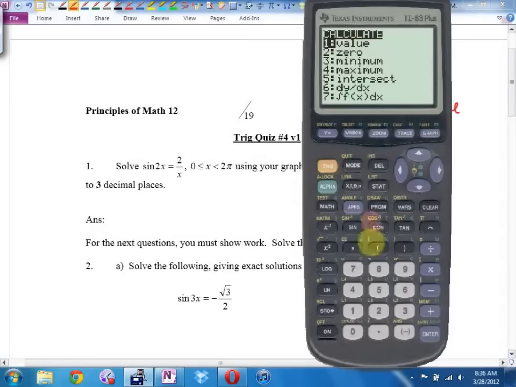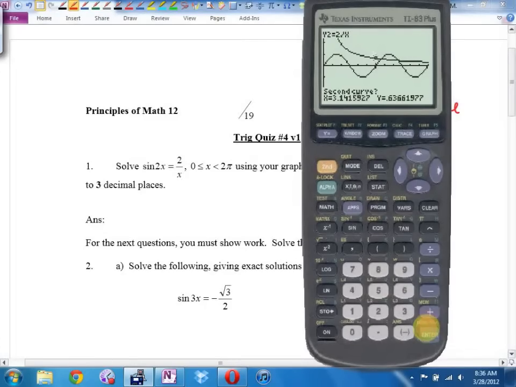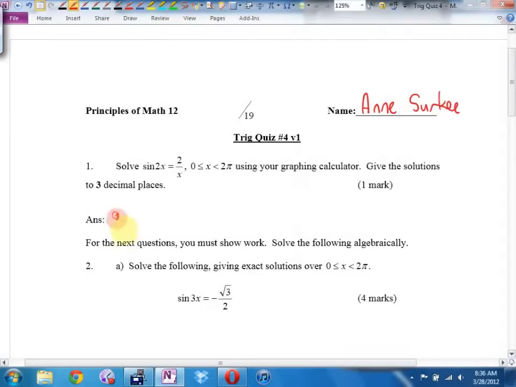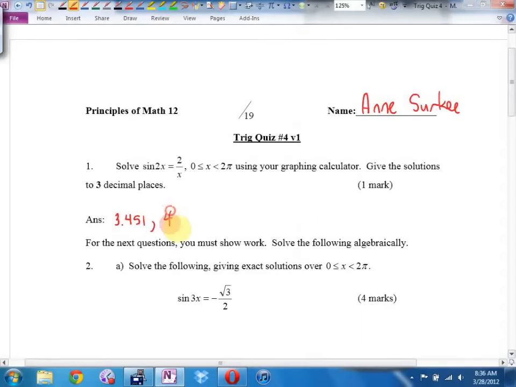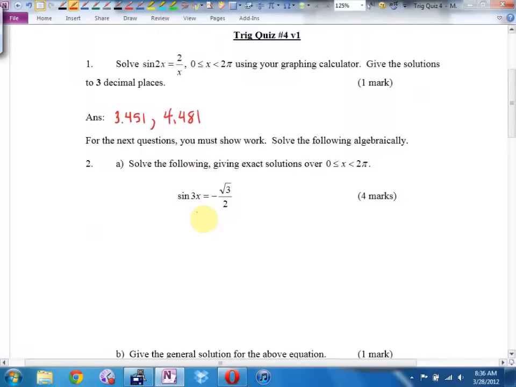Second function, calculate, intersection, first curve, second curve, yes. 3 decimal places, so 3.451. That gets you a half mark. And 4.481, half mark. Hopefully you can do it a lot quicker than it takes me to explain how to do it.